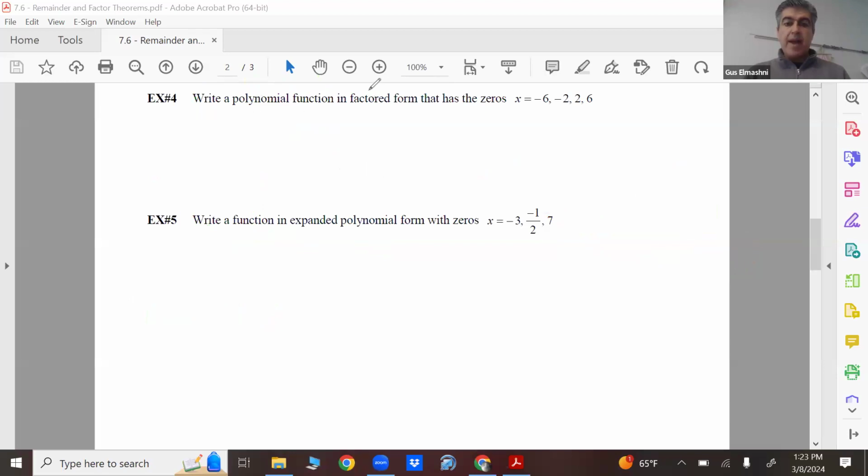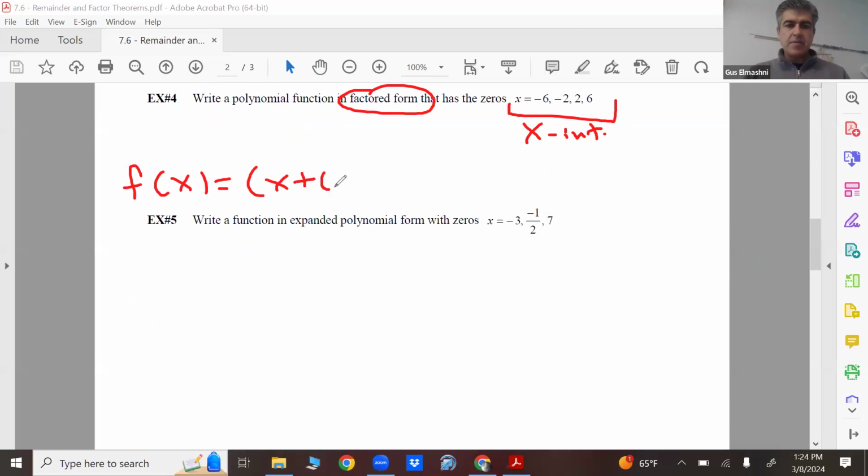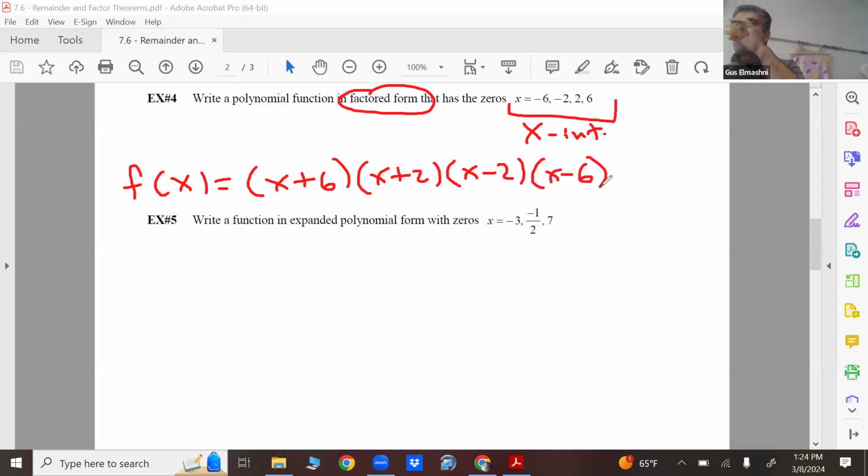All right, write a polynomial function in factor form. Okay, that's nice. And these are your x-intercepts, right? So my function will be this: x plus 6, x plus 2, x minus 2, x minus 6. That's it. So no need to FOIL because you want factor form, right? But example 5, that's why I kind of let out a huge sigh.